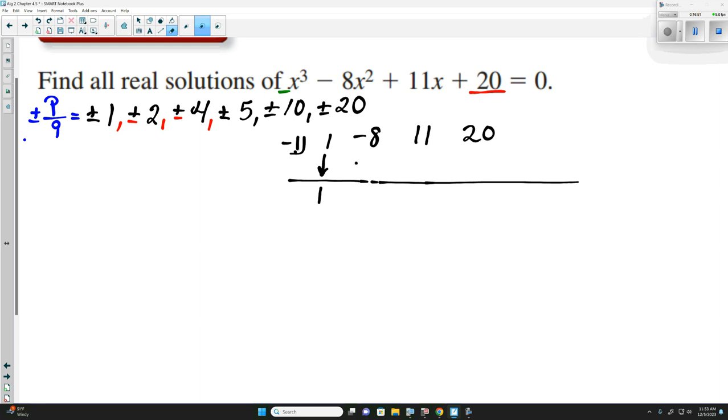Negative 1 times 1 is negative 1. Negative 8 plus negative 1 is negative 9. Negative 1 times negative 9 is 9.